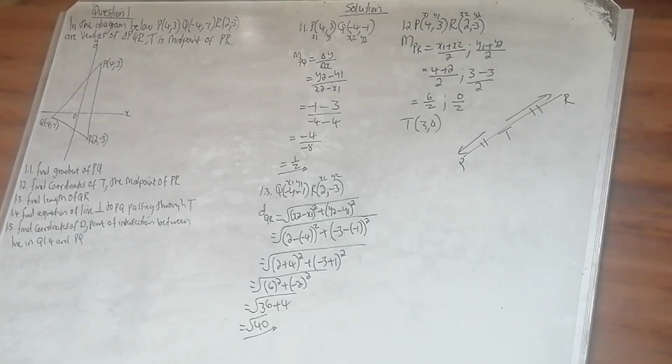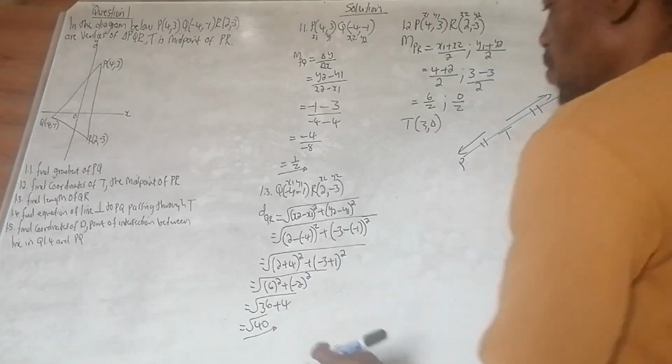Again, you are looking for two numbers. When you multiply them, you should get 40. One of those numbers must be a perfect square. If you use a calculator, it's fine. They will not penalize you for that.